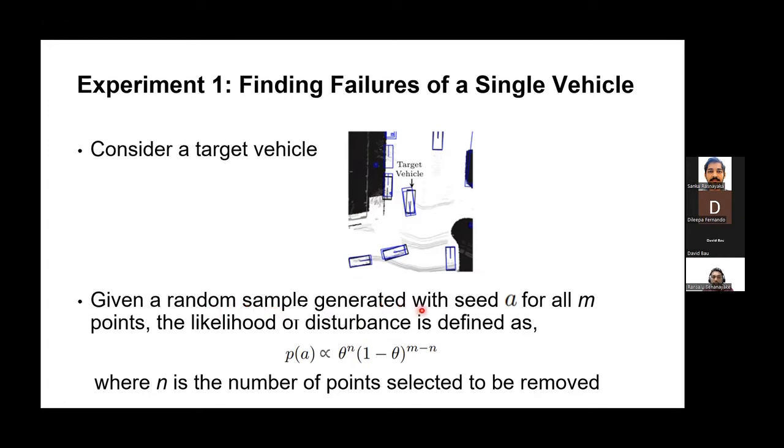So a random sample is generated with seed A. This is the seed we have for all m points. We only consider the target vehicle, and only the points inside it. Okay. So we compute the Bernoulli likelihood, where n is the number of points to be removed. Out of m points, you're going to remove n points. So you can compute the likelihood.